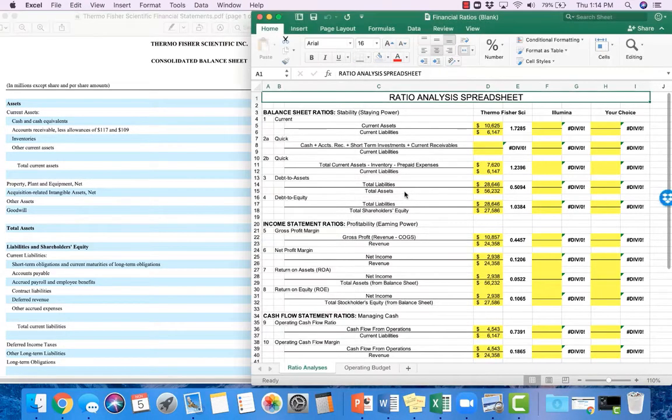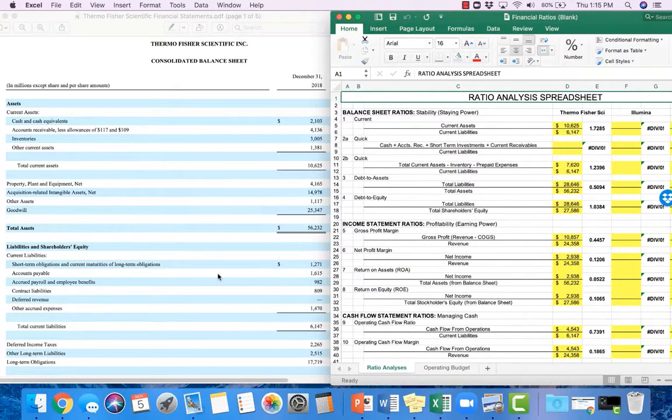So over here on the left is the Thermo Fisher Scientific balance sheet, and on the right here is a ratio analysis spreadsheet I've prepared for the class. So you can see here I've got the Thermo Fisher Scientific example ratios already here. You will also be analyzing the Illumina financial statements, and you'll get to pick a third organization of your choice. You'll want to pick a company within the same industry so that it makes sense when you're comparing the ratios. So it'll be apples to apples.